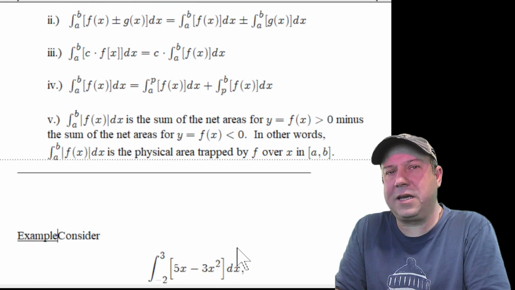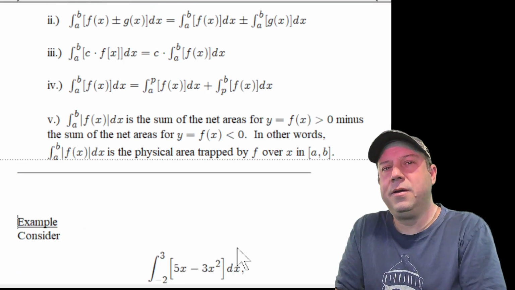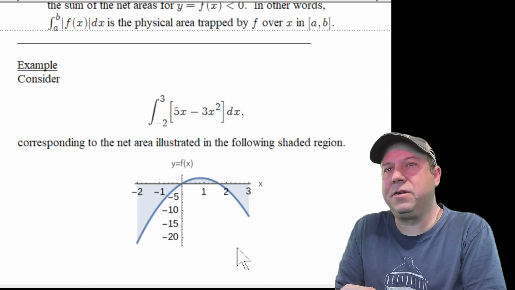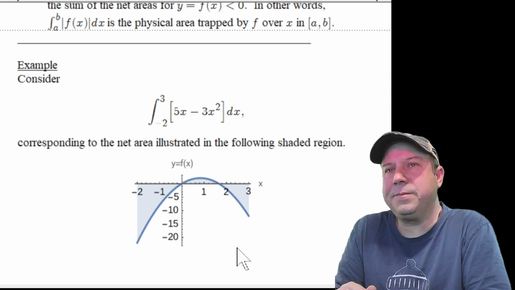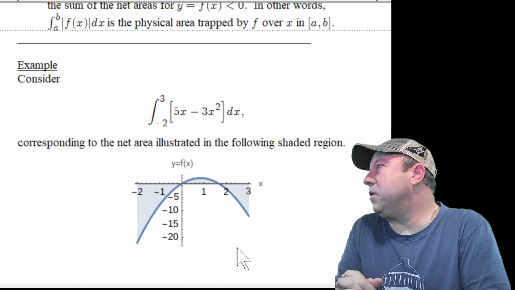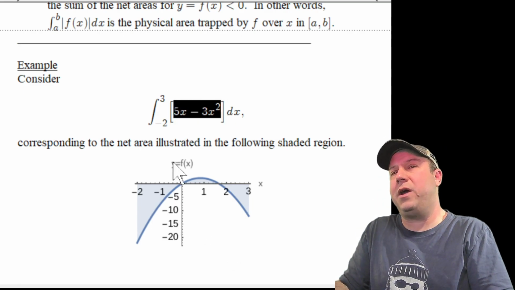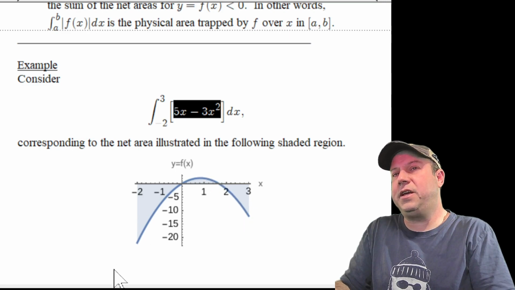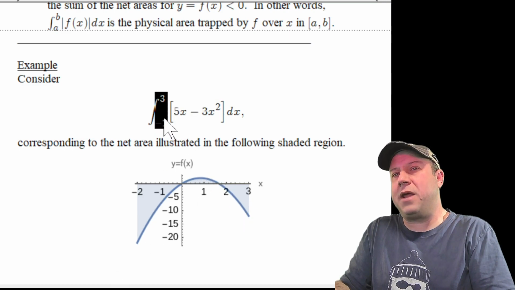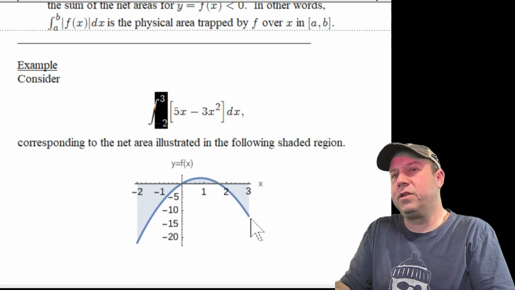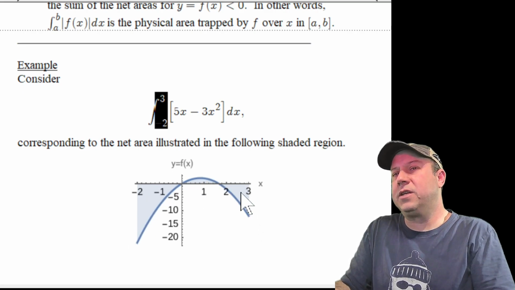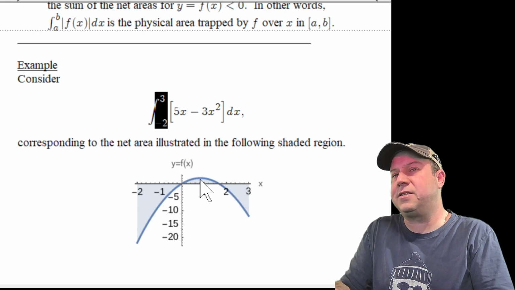Now let me look at these with some examples. I'll give a couple of examples here to highlight these properties. This first example considers the net area trapped by this curve, 5x minus 3x squared, over values of x from -2 to 3. Over this interval from -2 to 3 along our x-axis, we can see this is the net area that we have trapped here, some forming below the x-axis, some forming above.